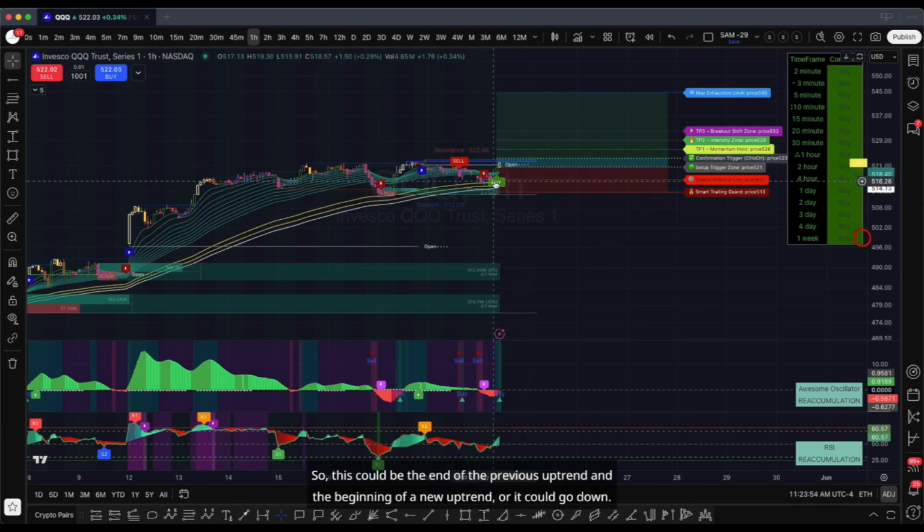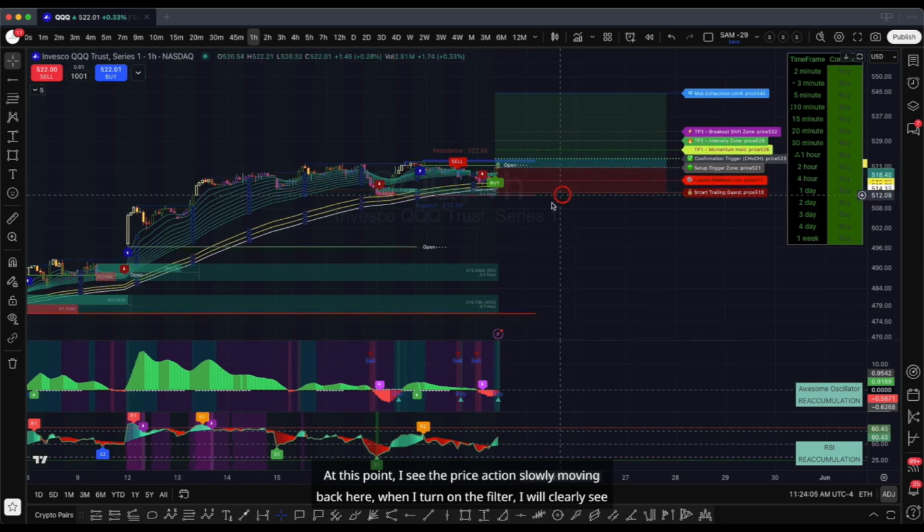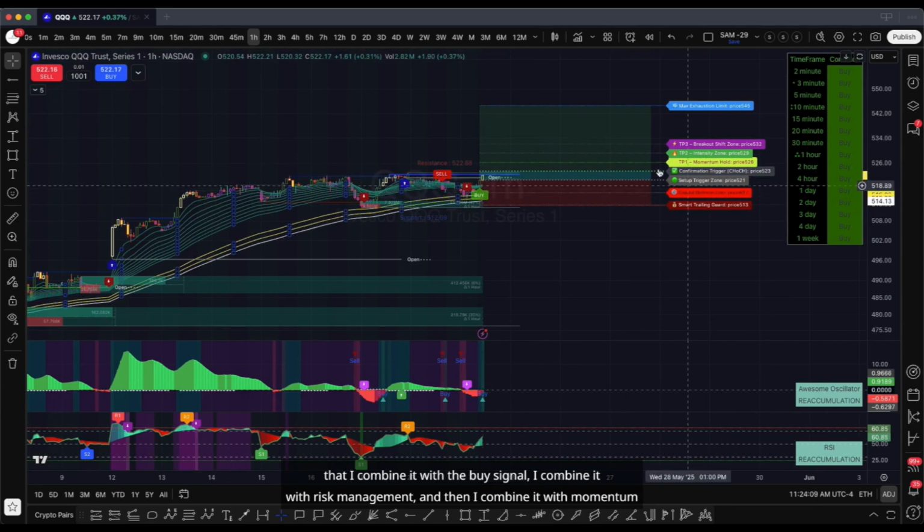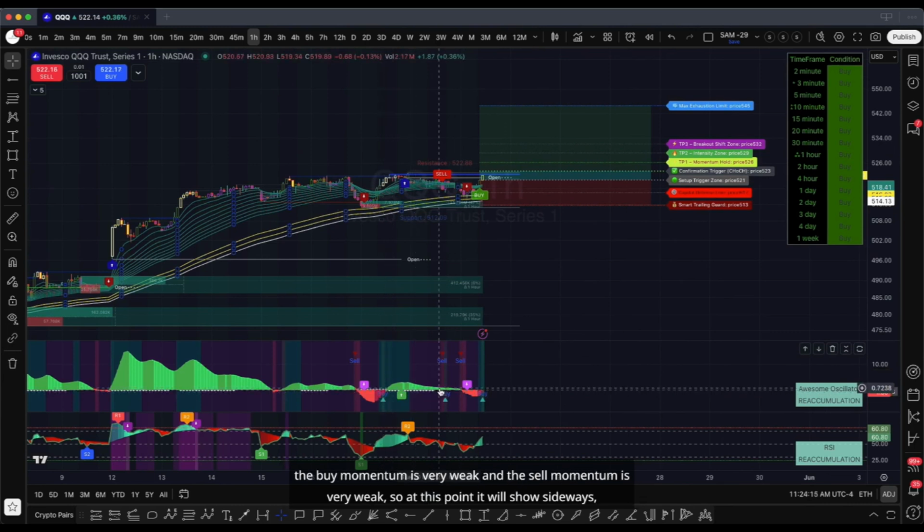So this could be the end of the previous uptrend and the beginning of a new uptrend, or it could go down. At this point, I see the price action slowly moving back here. When I turn on the filter, I will clearly see that I combine it with the buy signal, I combine it with risk management, and then I combine it with momentum. The buy momentum is very weak and the sell momentum is very weak. So at this point, it will show sideways.